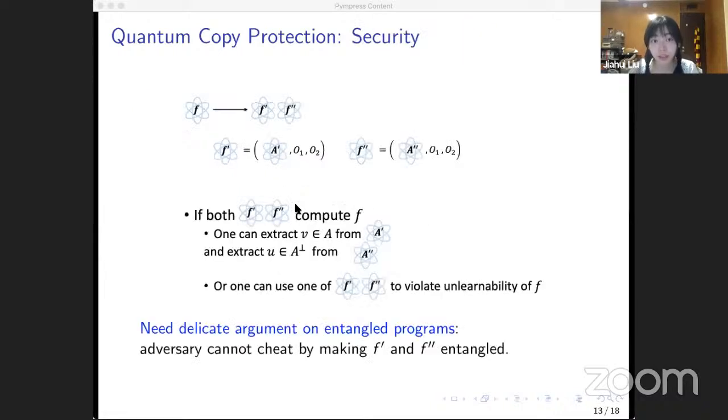To prove security, we say if a quantum polynomial time adversary is able to produce two programs when given only one copy that compute F correctly, we can violate the hard problem that we just mentioned, or violate the unlearnability of F. The adversary may cheat by making the programs entangled, but through our careful analysis, we can see even for entangled programs, the above reduction still goes through.